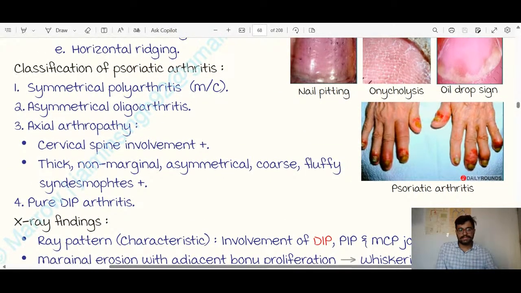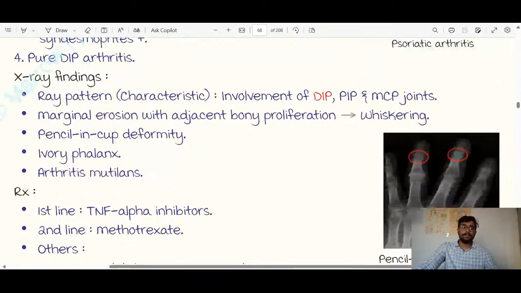What are the classes? Symmetrical polyarthritis, most common. Asymmetrical oligoarthritis, axial arthropathy with cervical spine involvement positive, thick non-marginal asymmetrical syndesmophytes, fluffy syndesmophytes positive. Pure DIP arthritis. X-ray findings: what are the X-ray findings of the arthritis? Pure distal interphalangeal arthritis. The X-ray shows a ray pattern appearance, characterized by involvement of DIP, PIP, MCP.